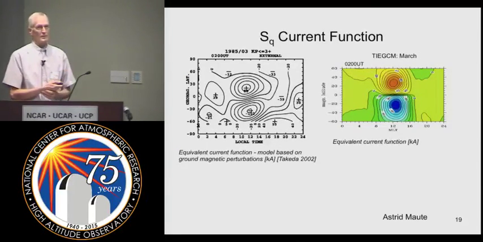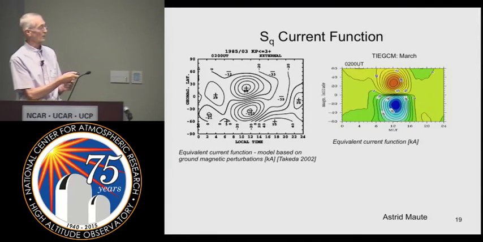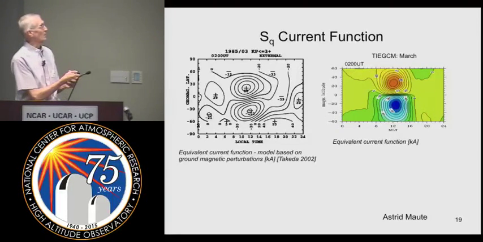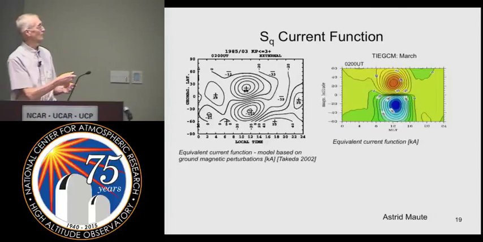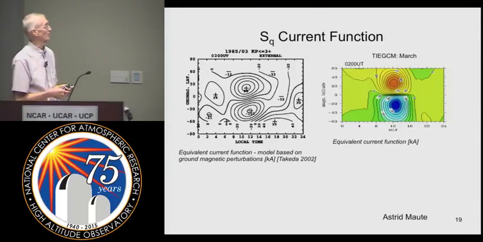So the model is able to generate the types of electric currents that are observed. This is the type of the two-vortex system modeled by the TIGCM, and it's compared here with a model based on observations of the magnetic field.